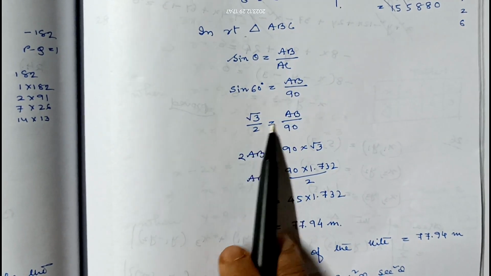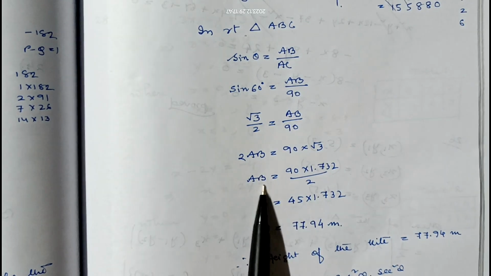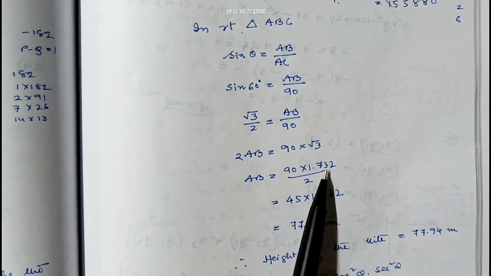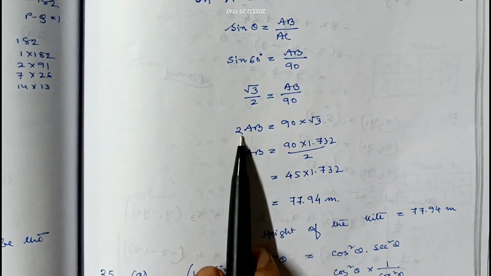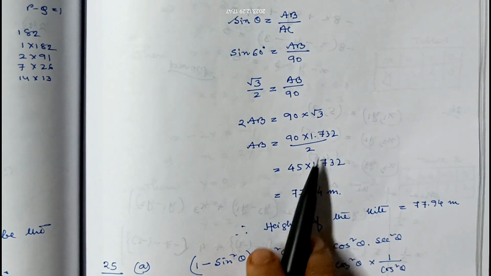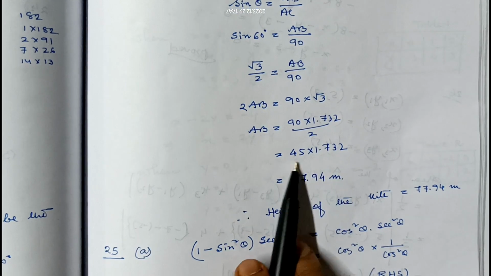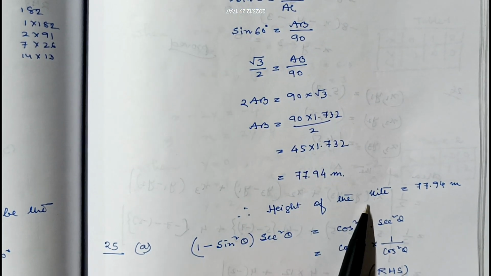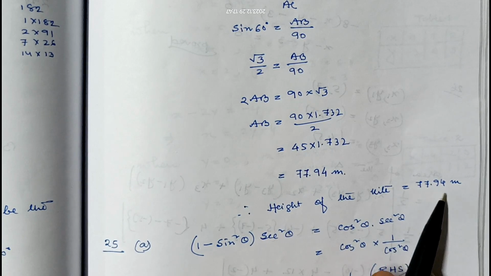If I cross multiply, AB is 90 root 3 by 2. AB is 90 into 1.732 as given in the question for root 3. We cannot change the value. 90 by 2 will give 45 into 1.732. After multiplying it will give 77.94 meter. Therefore the height of the kite is 77.94 meter.